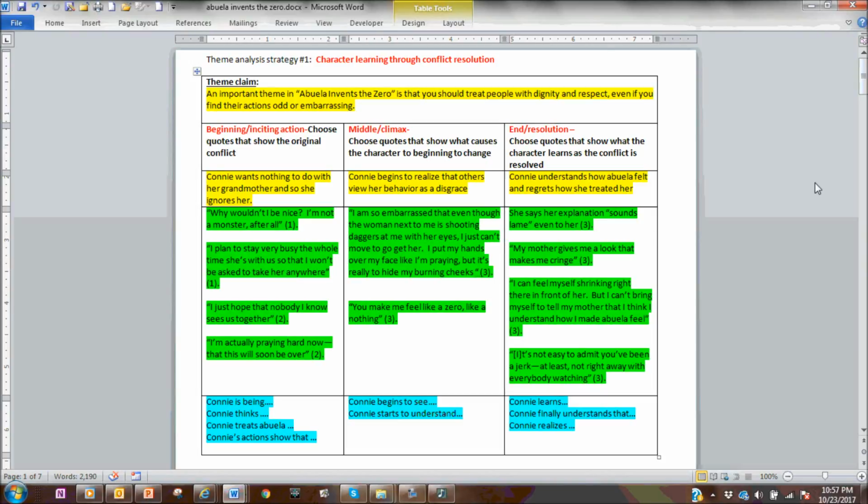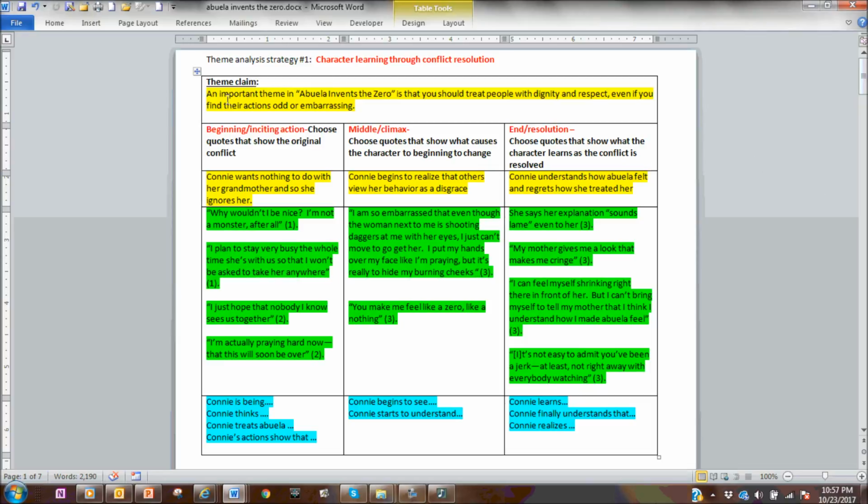All right, in order to write a claim paragraph, you need to have already decided what your claim is, and you need to have gathered your evidence. So we put together a graphic organizer. This one looks at a theme in Abuela Invents the Zero, and we've used the theme analysis strategy of looking for what the character learns through the conflict resolution.